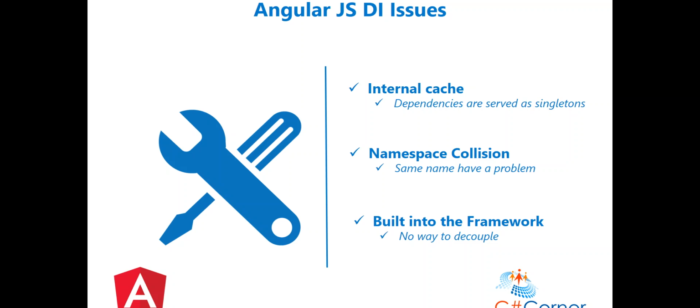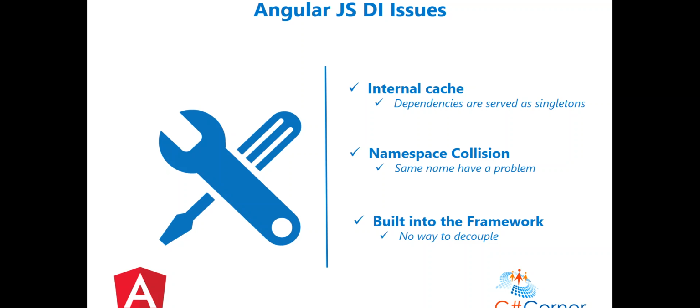Then the third one: Angular 1 DI, that is dependency injection, is baked into the framework, so there is no way for us to decouple it as a standalone system. You have to use it only within the framework. There is no way to decouple the DI system and use it outside. It is completely baked into AngularJS. These are the limitations in AngularJS dependency injection.